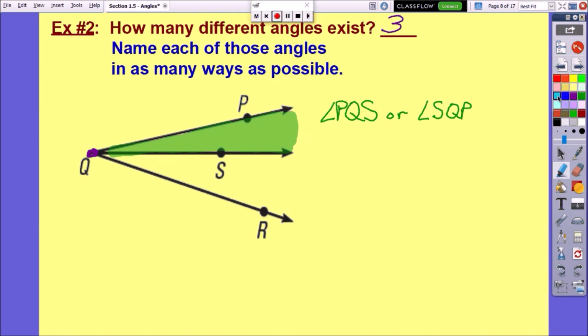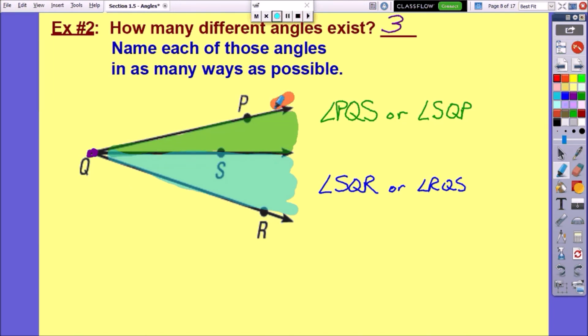What about, let's do blue here, this other smaller angle? So for this one, we could start at S, go towards Q, and end at R, S, Q, R, or backwards, R, Q, S. But again, can I call this angle Q? And again, I run into that same situation of, well, which angle Q? Because there's technically three angle Qs.